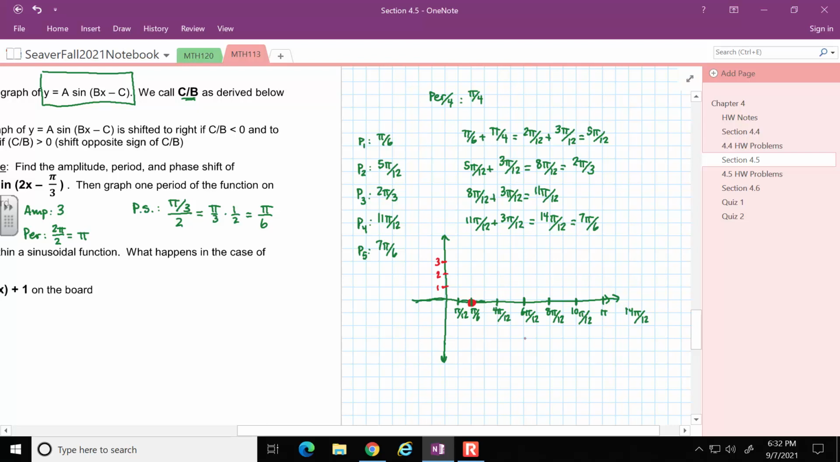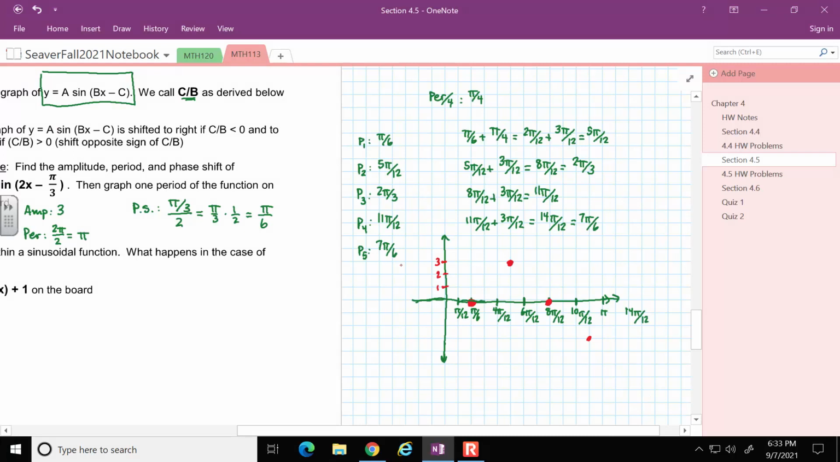And I'm going to do that at 5 pi over 12. So there's 4, so this would be 5 pi over 12. I'm going to come up here to 3. And then at 2 pi over 3, I'm going to be back at 0. So 2 pi over 3, over 12, that would be 2 times 4, so 8 pi over 12, I believe. Yep. And then my point 4 is 11 pi over 12, so it would be right here. I'm going to be down at negative 3, so negative 1, 2, 3.